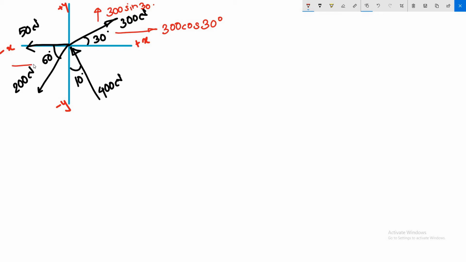And this 200 Newton force, let's try to draw the component. Since the 200 Newton force is pointing outward of the quadrant, the components will also be pointing in outward direction. This is going to be 200 sine of 60 degree. This is going to be 200 cos of 60 degree.